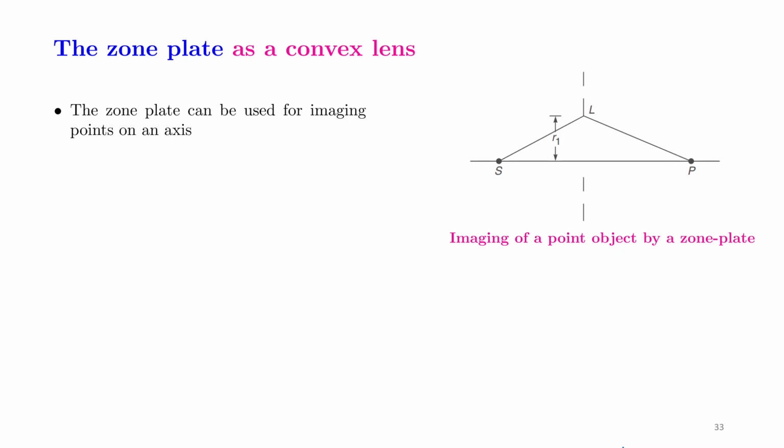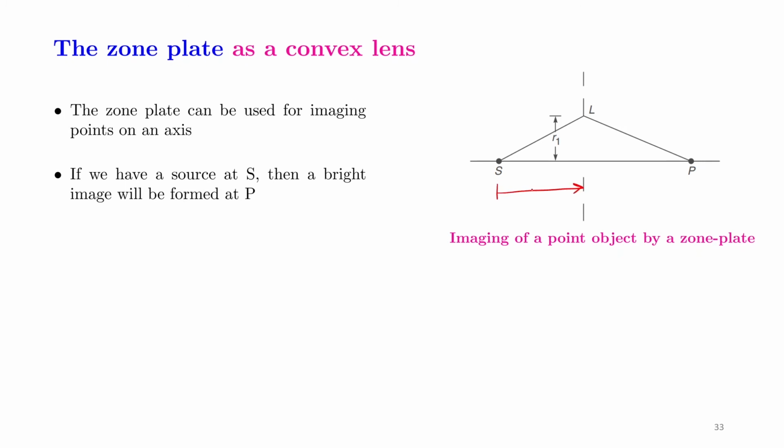The zone plate acts like a convex lens. The zone plate can also be used for imaging points on the axis. If we have a source S, then a bright image will be formed at point P. So this is distance a, where a is the distance of the source from the zone plate, and this is distance b, and b is the image distance.